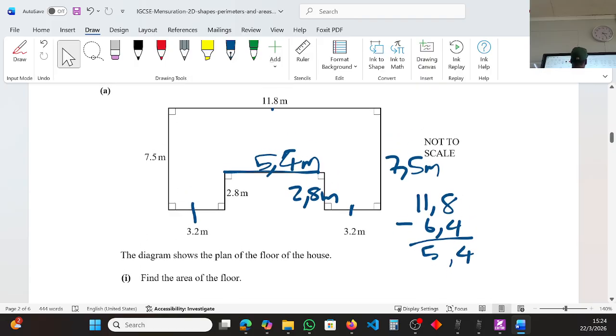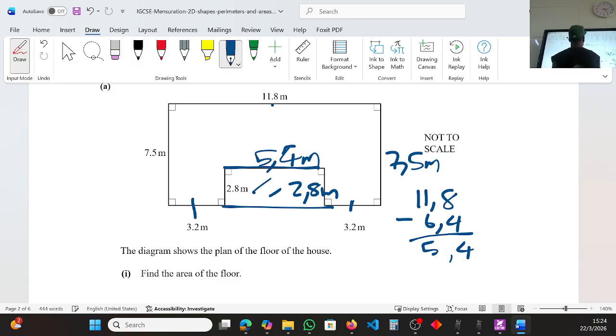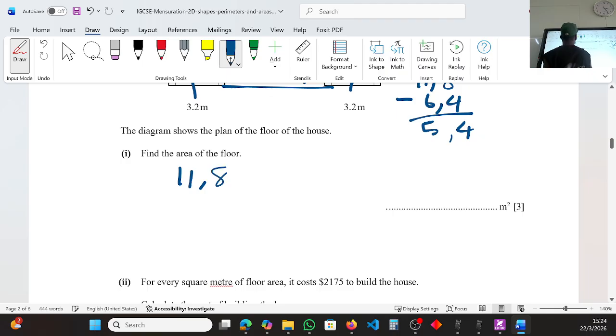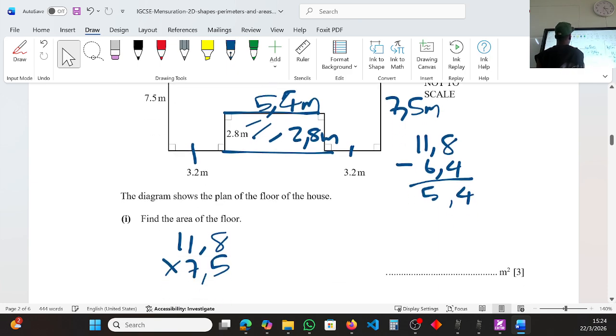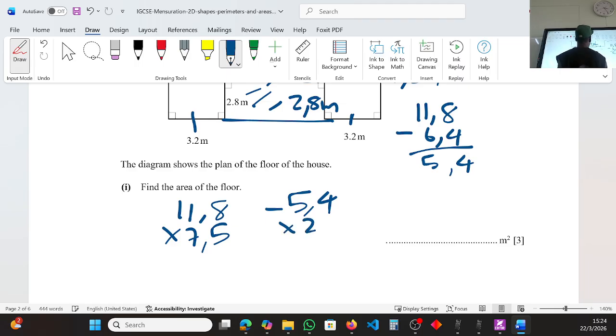So if we want the area of the floor, we've got different options. But my thinking says if I close it on this shape, from the outside it's a rectangle and I can subtract the interior rectangle. So my calculation is 11.8 times 7.5. That's the bigger rectangle that I have. But I want to subtract from this the other rectangle, 5.4 by 2.8, to give me the area of interest.